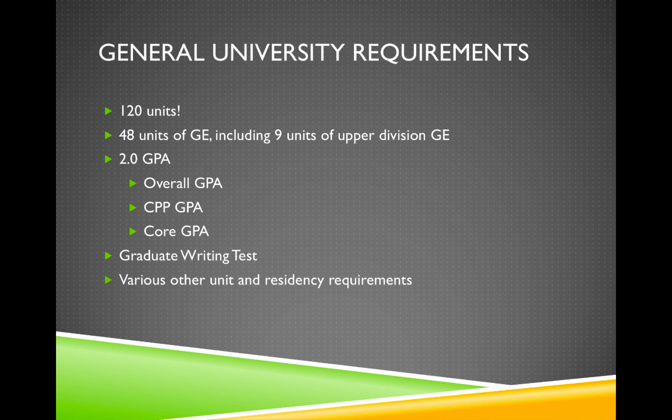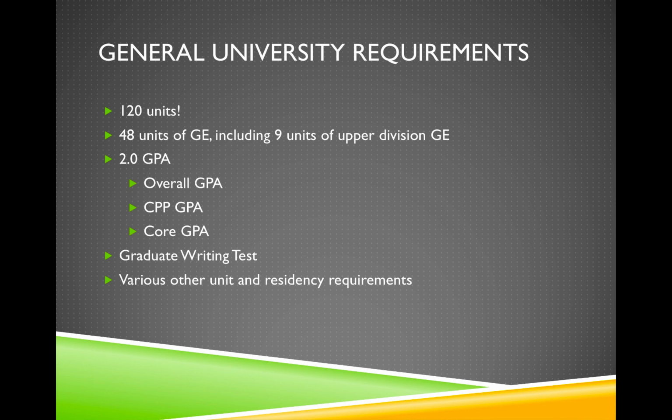All Cal Poly graduates have 48 units of GE, and those include 9 units of upper division GE. And those 9 units of upper division GE cannot be transferred from a community college. They need to be taken here on campus. To graduate, you need a 2.0 GPA, and you need that in 3 different categories. Your overall GPA needs to be 2.0 or better. Your Cal Poly Pomona GPA needs to be 2.0 or better. And then your core GPA, which is your GPA in the mathematics, the required classes and the option courses.